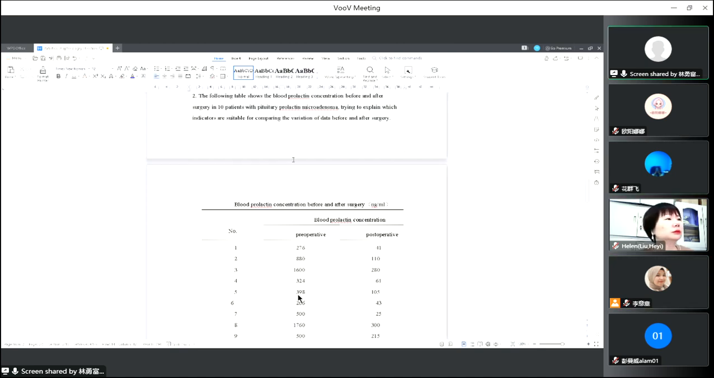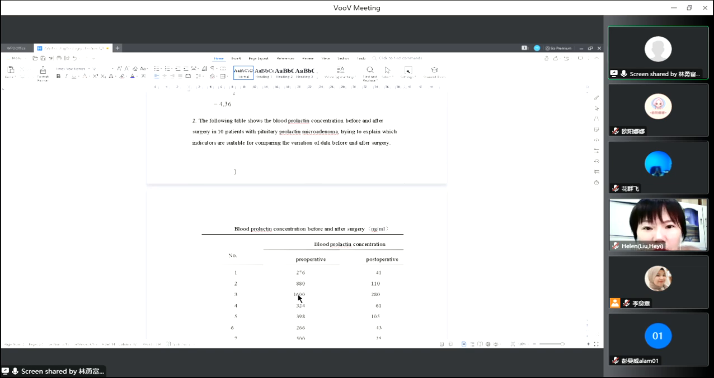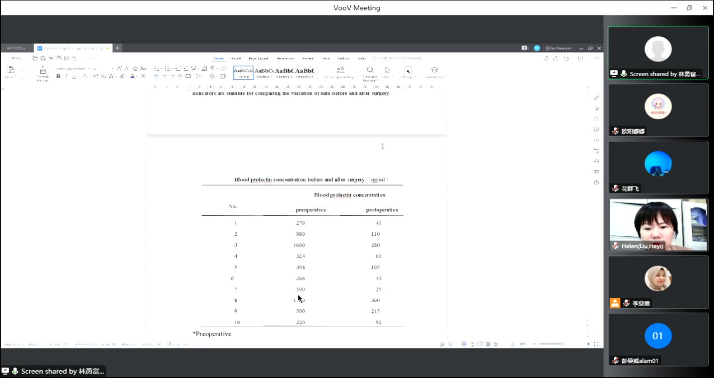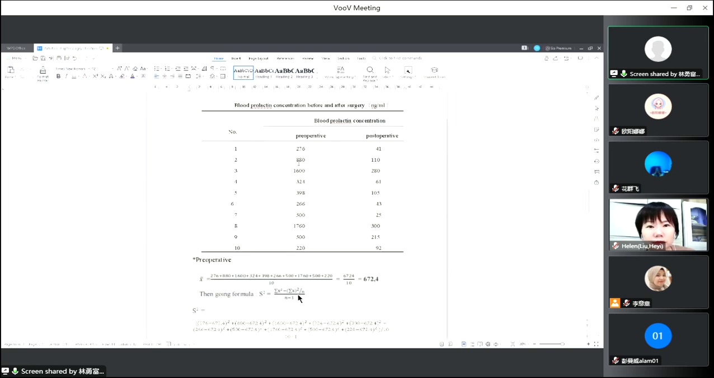Okay. This one is the example of the standard deviation and coefficient of variation. I think I will repeat from the first example. Firstly, I will read the question. Number 2, the following table shows the blood prolactin concentration before and after surgery in 10 patients with pituitary prolactin microadenoma. Try to explain which indicators are suitable for comparing the variation of data before and after surgery. And then we look at here, this is the table of the blood prolactin concentration before and after surgery. So we have preoperative and postoperative.